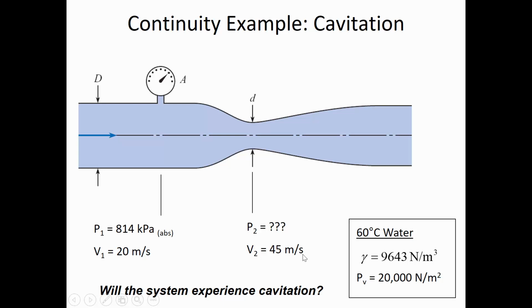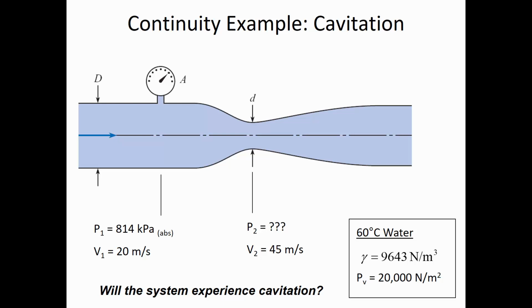So let's try and predict whether there will be cavitation. And the criterion for yes versus no on cavitation is: is the pressure of the water above or below the vapor pressure of the liquid?